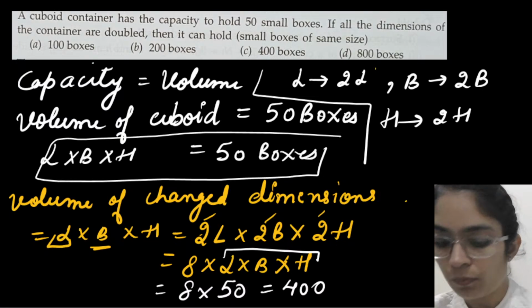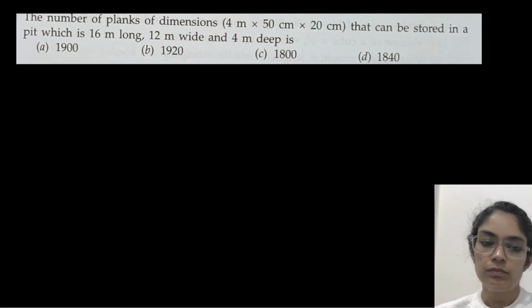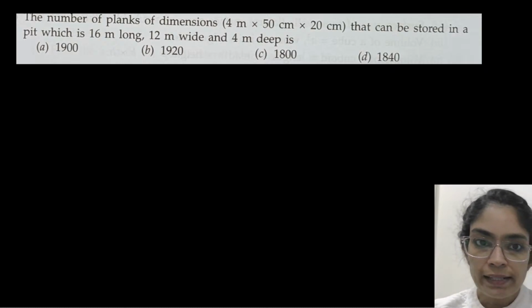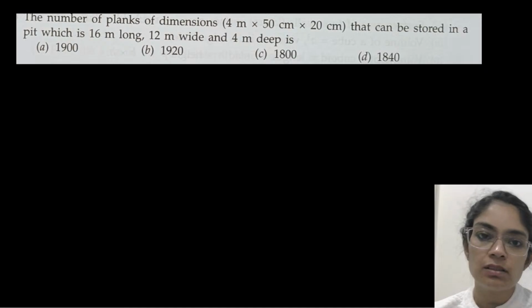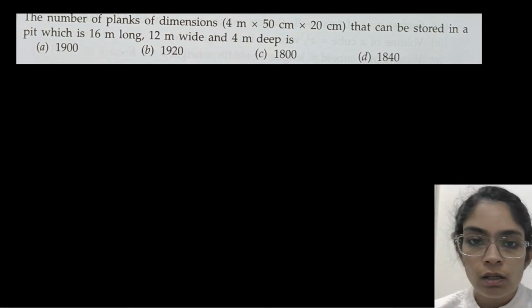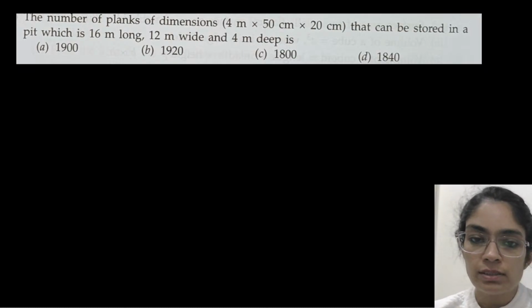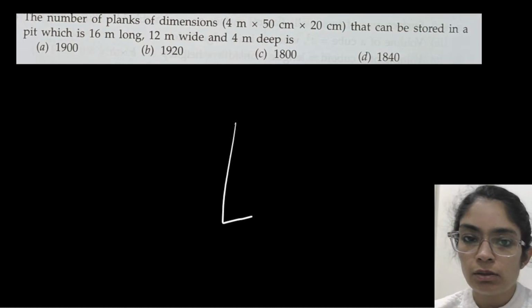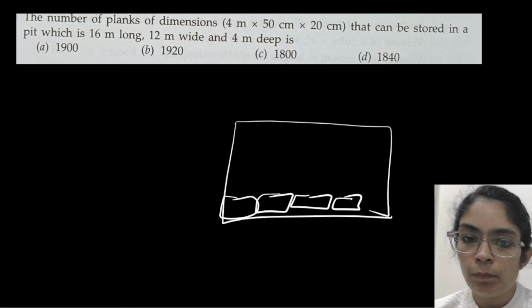Okay, let's do the next question. The number of planks of a given dimension. Planks means cuboids only. We have to find how many cuboids can be stored in a pit of this dimension. So one cuboidal type of box is there, and in that we have to put small boxes. This is the situation here.